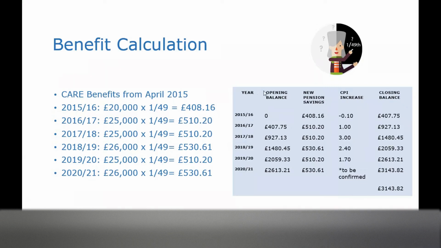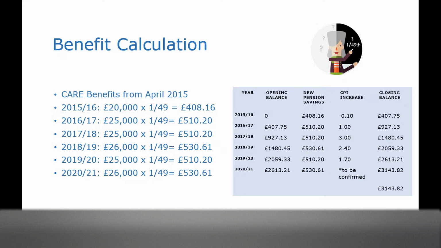Now, the final salary at leaving in 2021 is £26,000. Okay. So this is the CARE benefits the member has accrued from the introduction of the CARE scheme on the 1st of April 2015. As you can see, these are actual pension amounts that are banked each year. They're revalued, and the member sees this on their benefit statement.